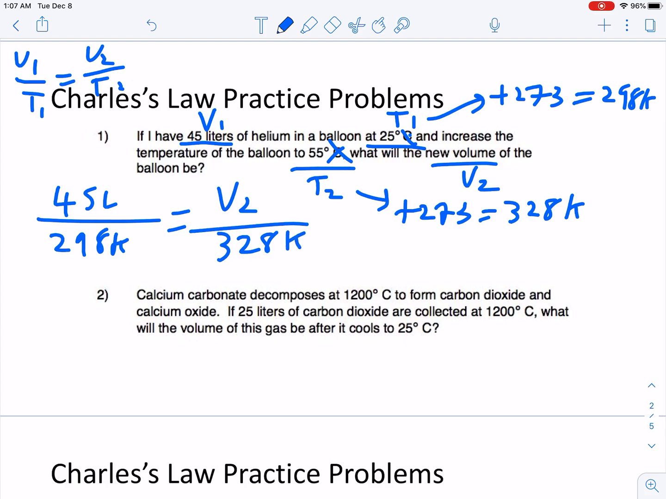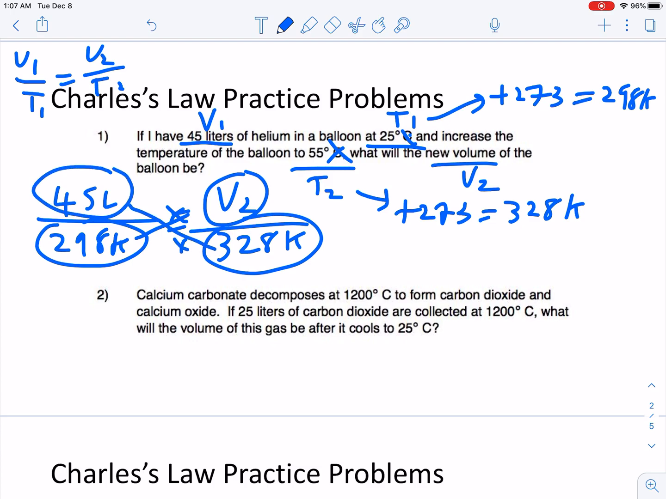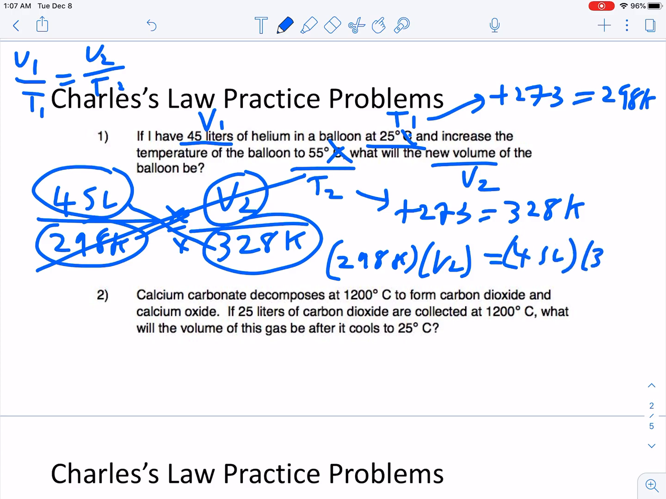Now, if you're not sure how to solve fractions like this, just remember to cross multiply. That's the key step to understand, right? We know that this times this is equal to this times this. So in other words, I can rewrite the equation as 298 Kelvin times my unknown V2, from cross multiplying, is equal to 45 liters times 328 Kelvin.